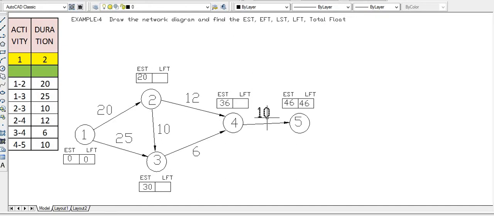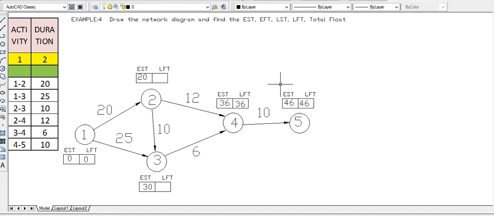What will be the value? That is 36. The fourth node has only one tail end, that means it has only one route. So 46 minus 10 is 36, and this will be the same, 36. Up to this we have calculated LFT.